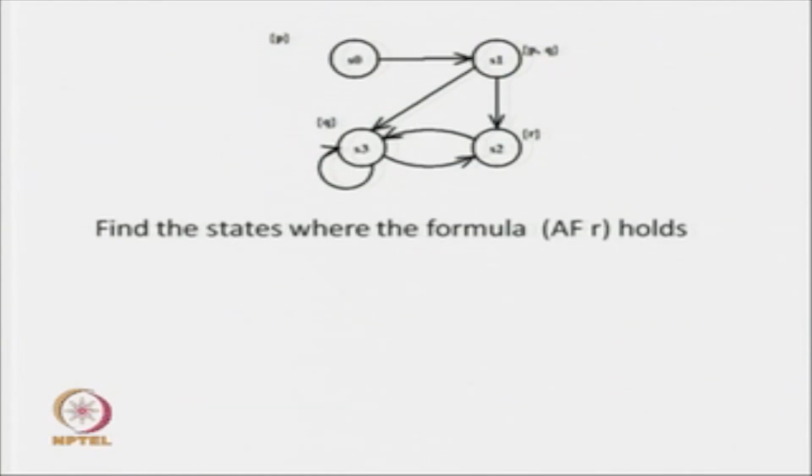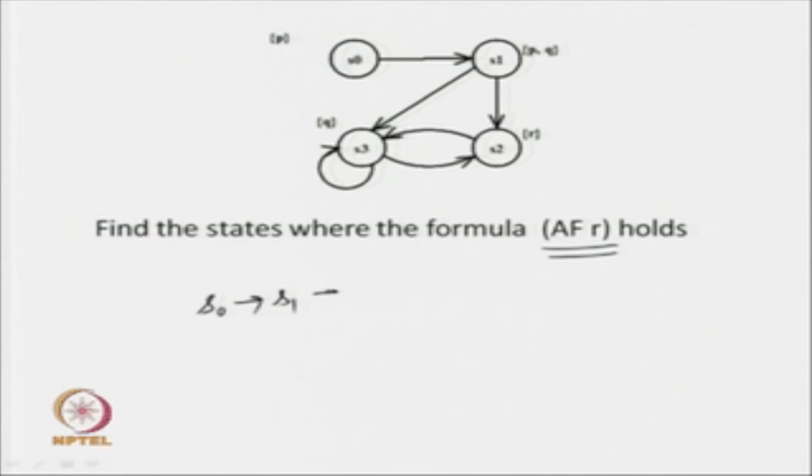Similarly, the next formula is again about all paths: whether something in the future holds or not. Here I have slightly changed the labeling function. In S3 I have only Q. So we are talking about A[F R]. It is the same model with a slight difference. If I come to A[F R], then from S0 we go along all execution paths, and we will find that in some future state R is true, because this is a path where R is true, and this is another path where R is true.